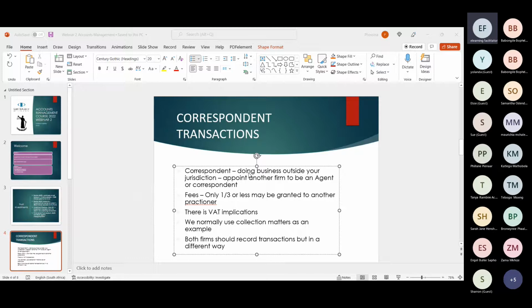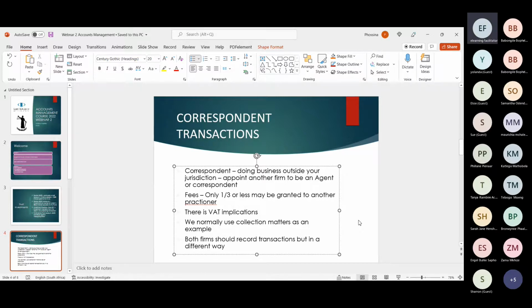Yes. So when it comes to correspondence, say for instance an attorney is in Pretoria and they have a matter in Polokwane and they want their matter to be heard in Polokwane. They've got a client there, and they don't have an office in that area. Then the practice has to look for another practice that will represent them.